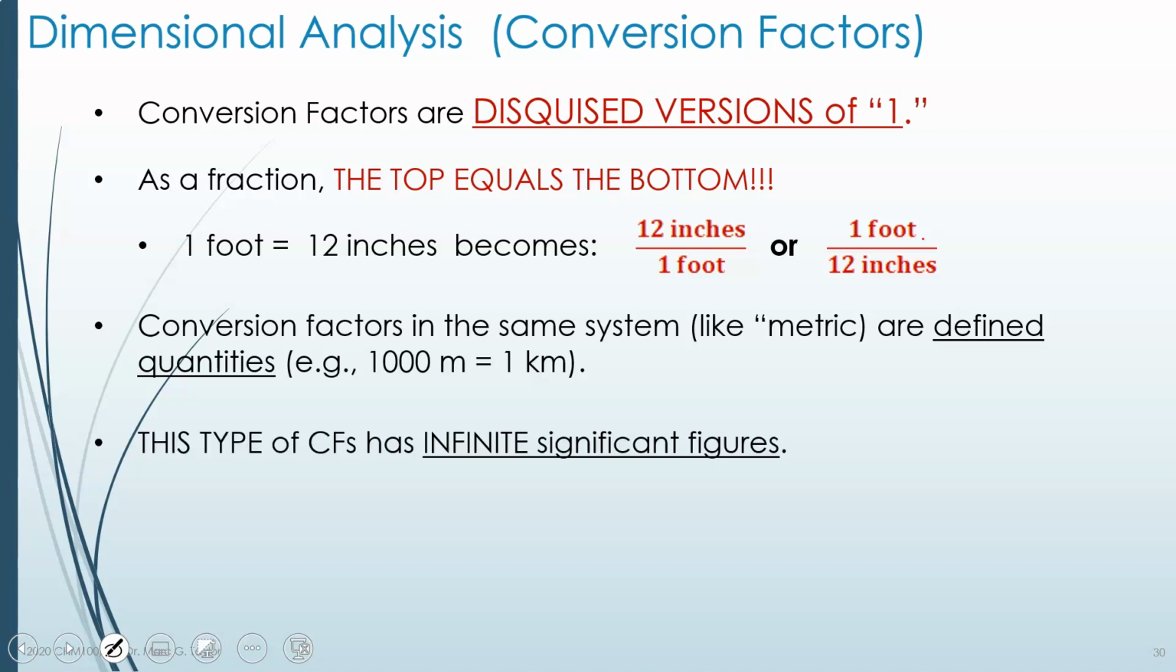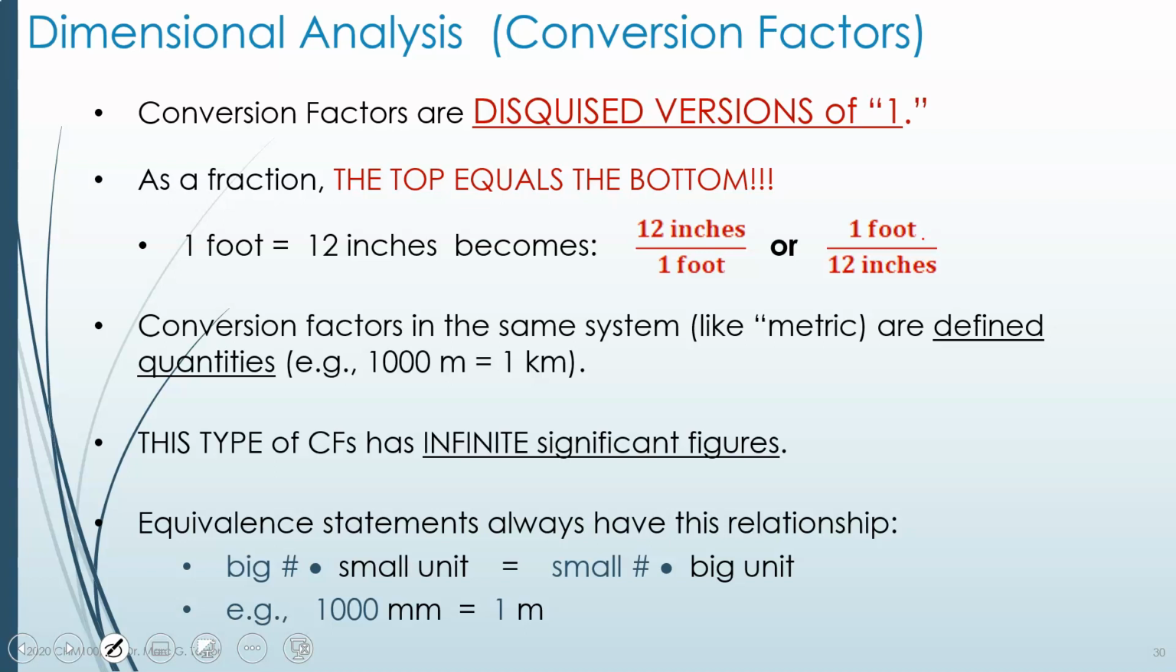So in these kinds of conversions, in both the top and bottom example of the conversion factors, these conversion factors have infinite significant digits. Why? Because in these particular cases, 12 inches is exactly 1 foot. 1,000 meters is exactly 1 kilometer, and therefore, when we divide one by the other, the numbers are still exact.